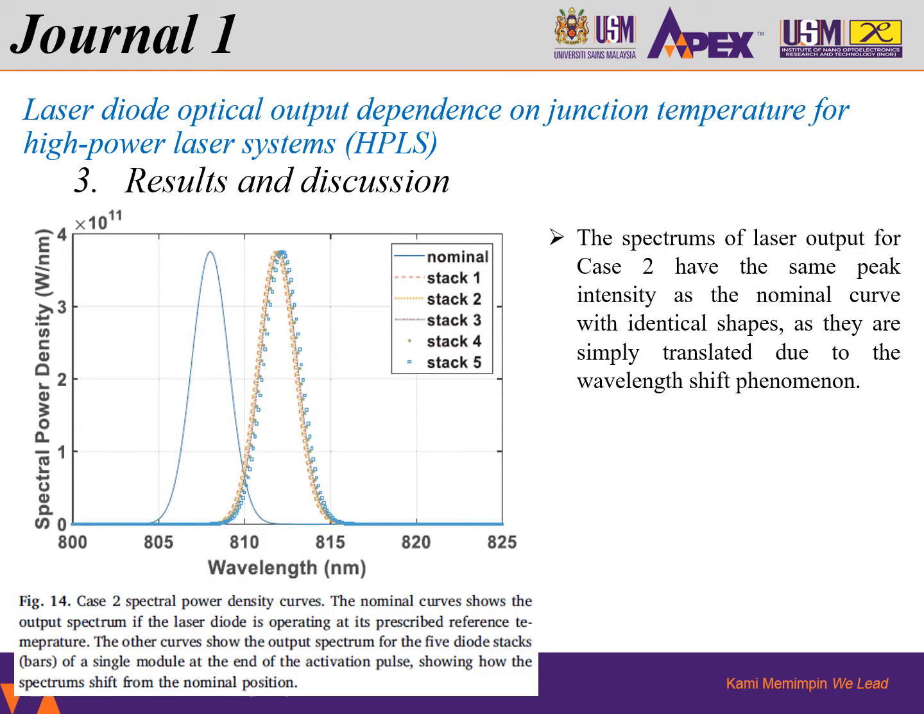When we look into the second case spectral power density curve, where we only include the center wavelength parameters, you will see the output spectrum is slightly shifting in wavelength. This is for case 2, and it will still have the same peak intensity compared with the nominal curve.